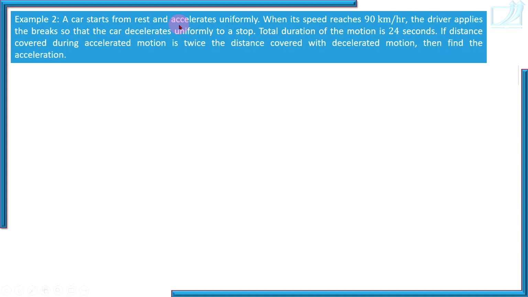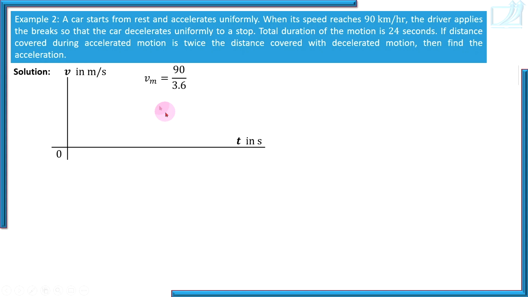How to solve this problem? Draw the VT diagram, and then area under the VT diagram gives displacement, and change in velocity by time is acceleration. This is the logic we are going to use to solve this problem. So time along the x-axis, velocity along the y-axis. Motion starts from rest, means initial velocity is 0. At t equal to 0, velocity is 0. It accelerates uniformly, means velocity increases uniformly. So it is a straight inclined line. But velocity is given in kilometers per hour, so you should convert it into meters per second. And it is 25 meters per second.